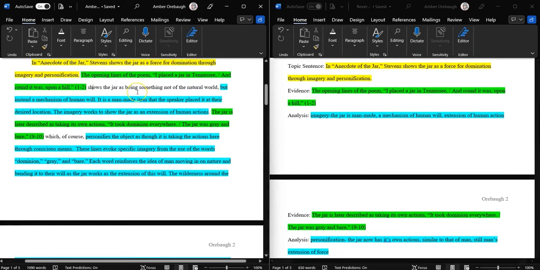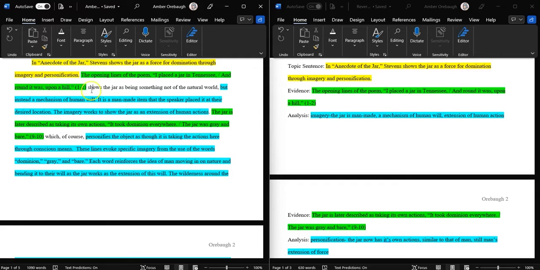What we can see going on here is I have chosen the evidence from the first two lines of the poem. So we have the opening lines of the poem, "I placed a jar in Tennessee, and round it was upon a hill." I just copy pasted that straight over to my evidence. This is similar to how you might choose evidence when doing an outline before writing your essay. So I recommend copy pasting those quotes as they are, just because it's easier to find them that way.